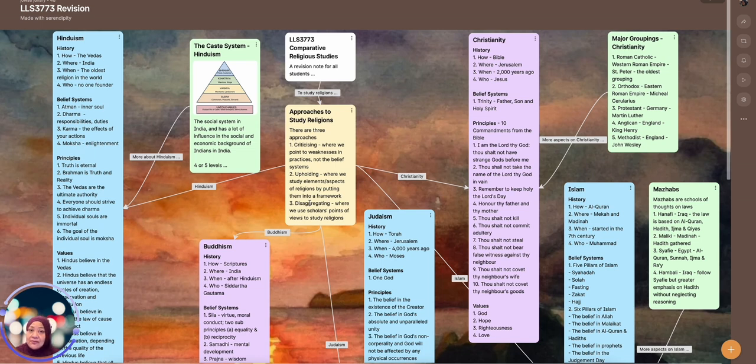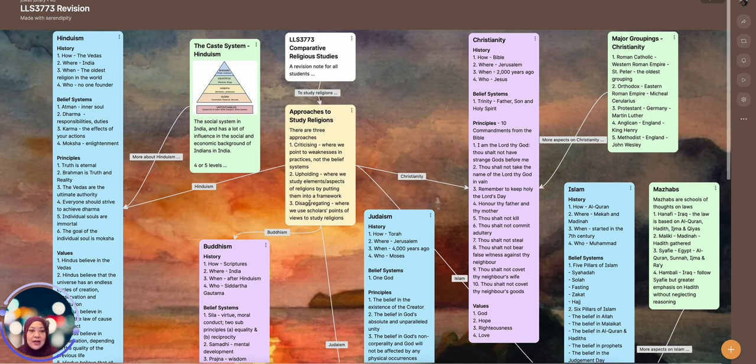Last but not least, for the values, very straightforward, and this can be arranged at random. But for the principles, they are in order. For principles for Christianity, 1 until 10 must be in order, arranged according to this order. And for the values, you can just do it at random. So the first one, for the values, it's not at random.